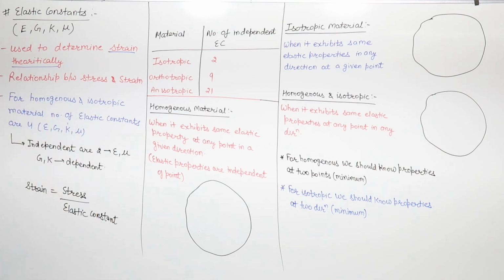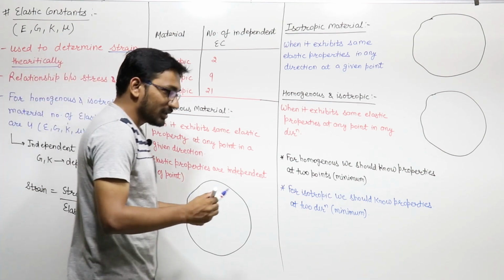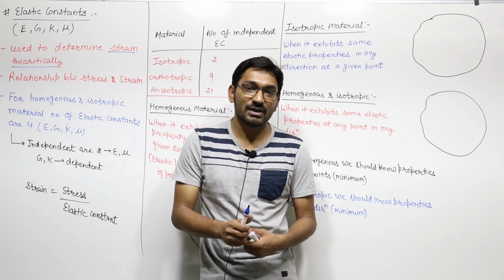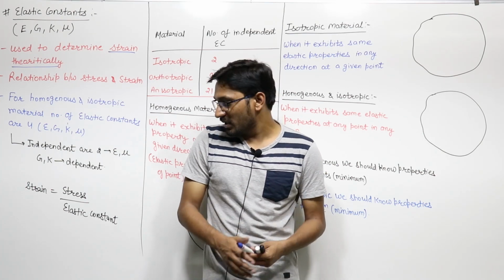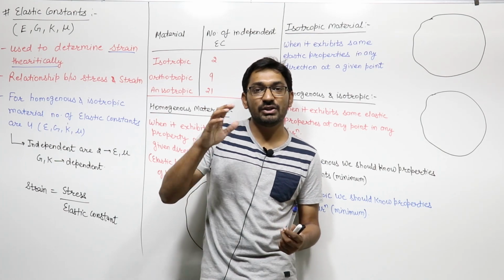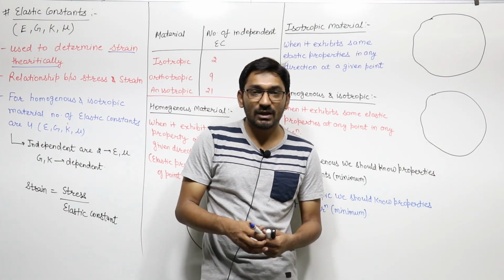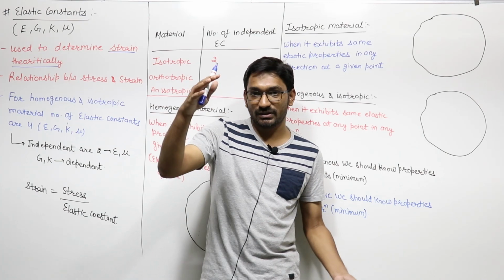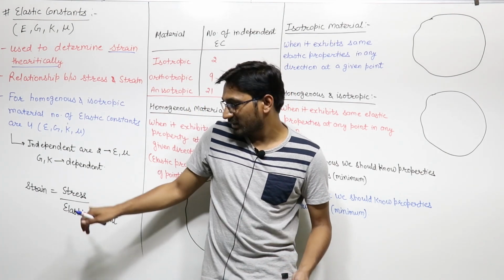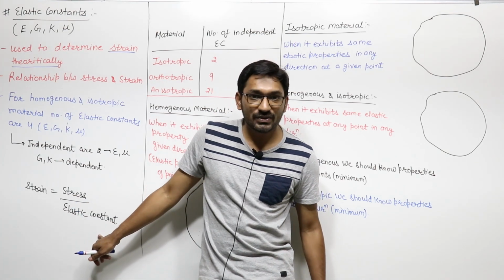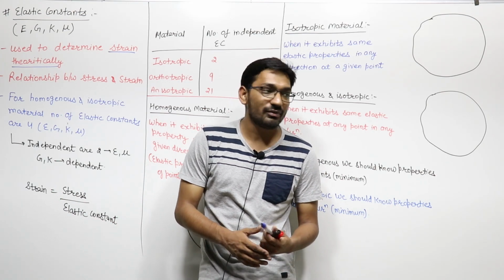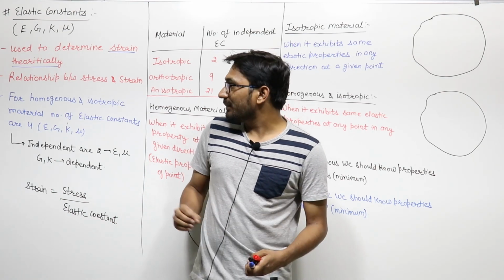Why theoretically? Because we know that the strain is the change of dimension upon original dimension, or the deformation upon your original dimensions. So during your stress testing, that is on the UTM machine, we are not able to calculate the length. The UTM machine will give only the values of stress, that is the load, and elastic constants are known. So you can calculate strain theoretically with the help of elastic constants, right?